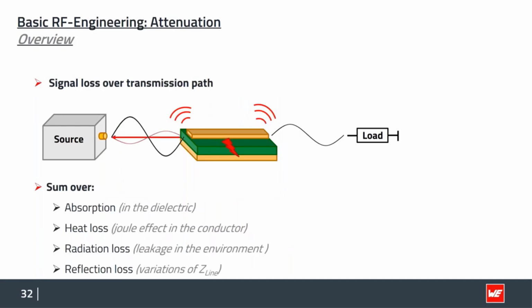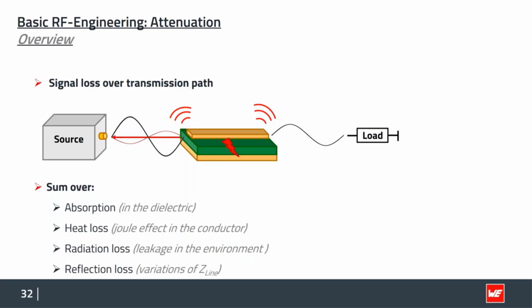The losses we will have are, on the one side, absorption in the dielectric, because there the electric and magnetic field are traveling and are pulsing, and there will be, of course, some kind of resistance where we'll lose energy. We will have heat loss, so the Joule effect in the conductor, like always when we transmit any signal in any copper wire.